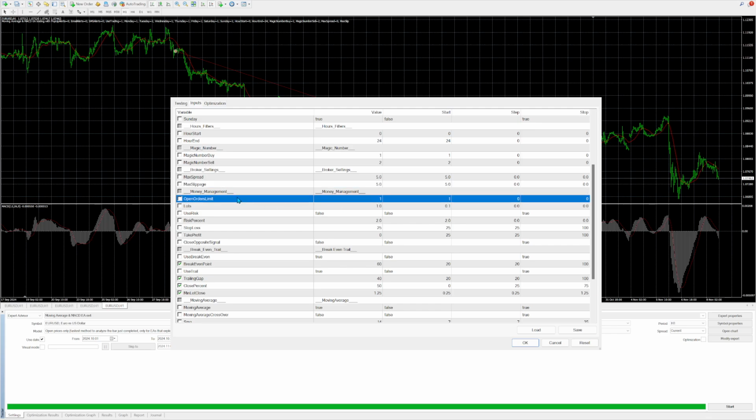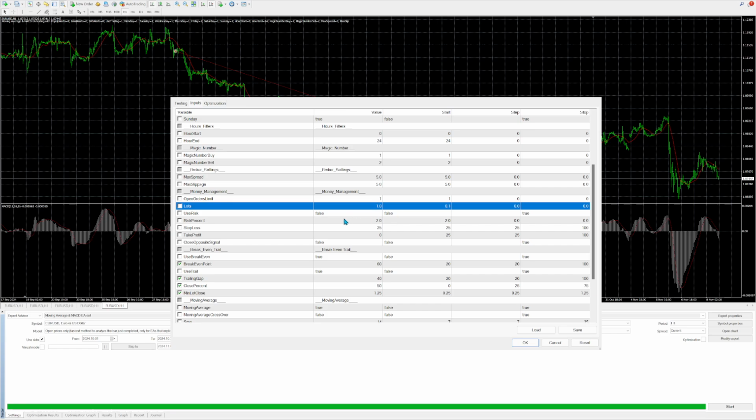Okay, so to the money management, open orders limit. This is the maximum number of simultaneous buy and sell trades that can be open at any one time. Okay, so if it's set to 1, it means that the EA can open a maximum of 1 buy or sell trade at any time. Okay, lots, that's the position size that the EA will take for you.